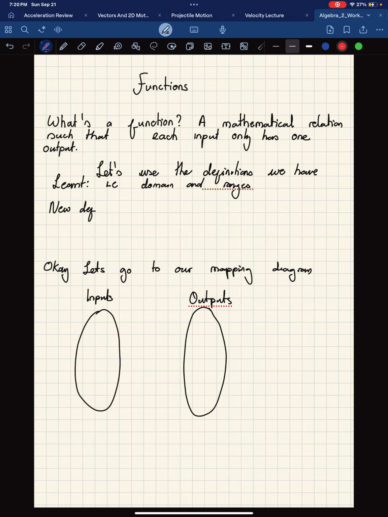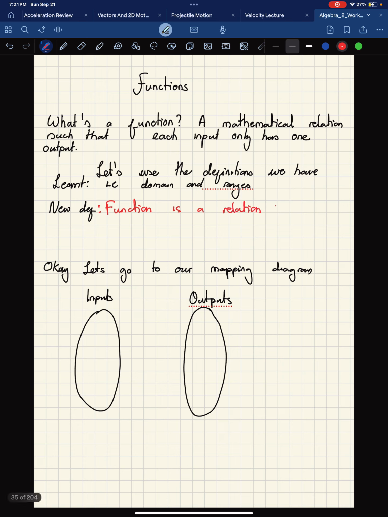What's a function, guys? Well, as you answered in your quiz, and we have a quiz this week, by the way, it said this is a mathematical relation such that each input only has one output. So what if we use the definitions that we learned, domain and range? We can redefine our function as, let's see, a function is a relation. All right, let's stay there.